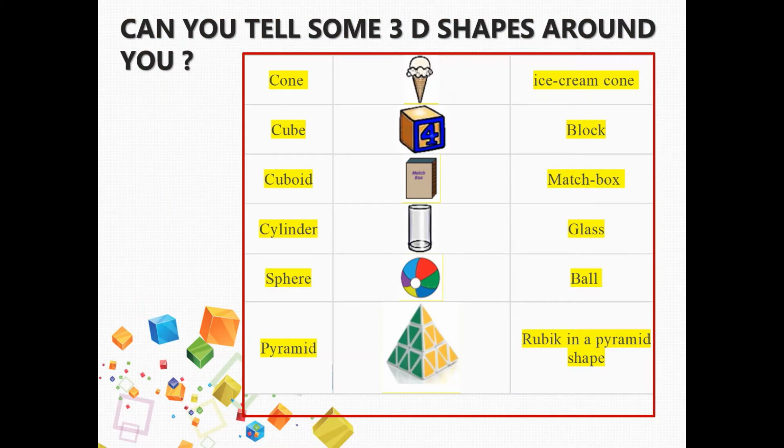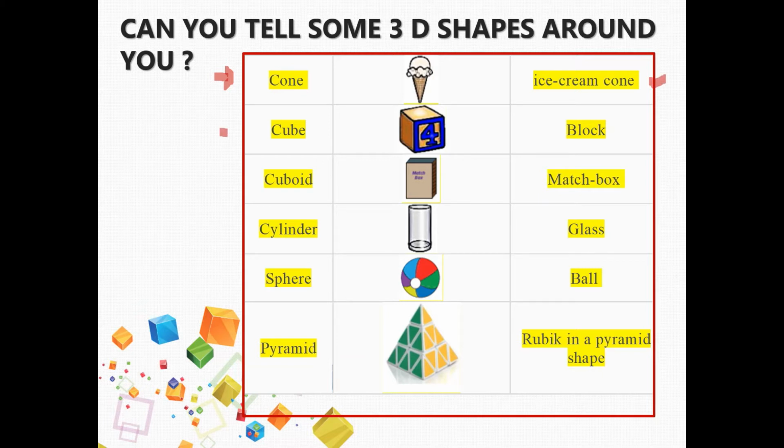So can you tell some 3D shapes around you? I've taken some for you. The first one is the cone here. A shape that I see around me of a cone, a conical shape, is the ice cream cone. Yes, like you, even I'm very fond of ice creams.